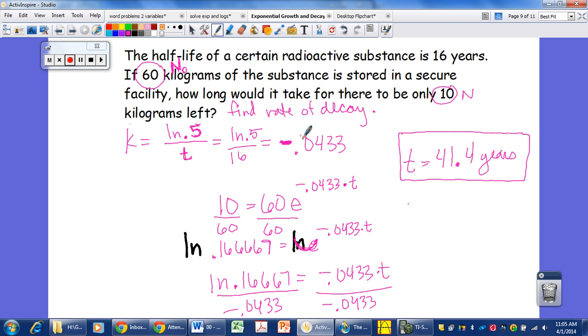So that's always how we do half-life problems. We find the rate of decay, and then we figure out what our percentage is left. That means there's 16.7% of our stuff left. So this is a percentage, the ratio of what we have to what we had. Then you take its natural log and divide it by the rate, and that will give you the time it takes in years.